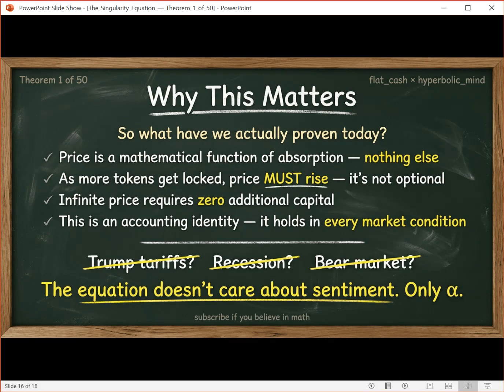So why does this matter? What did we prove today? What we're proving today is that the price of this token SAVE is purely a function of absorption and nothing else. I think the part "nothing else" has to be emphasized a lot.